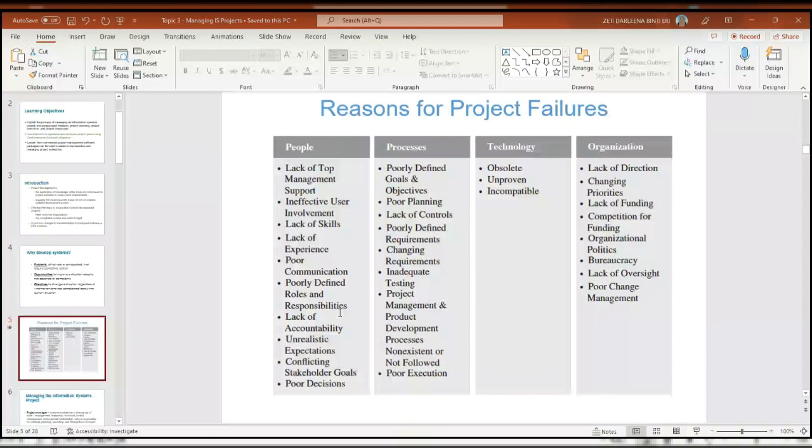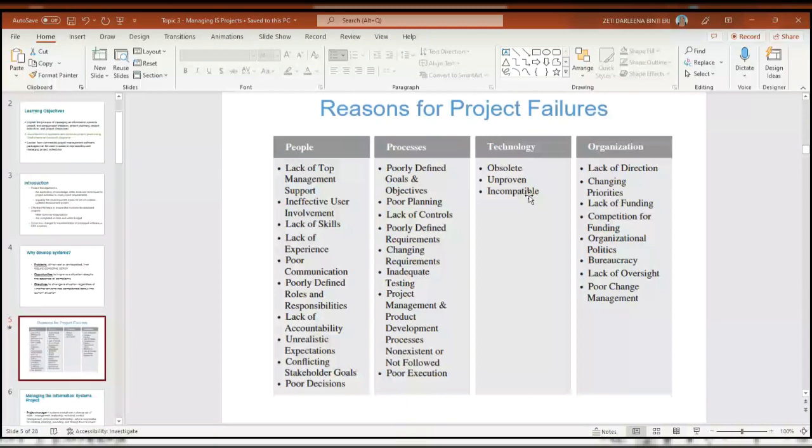Poorly defined requirements tu banyak effect juga dekat ineffective user involvement ni tadi kan. So banyaklah faktor dia. So you can tengok kat sini termasuklah poor execution. Not just poor planning, poor execution. So it's definitely contribute to project failure. Teknologi pula, kita menggunakan teknologi yang dah lapuk, obsolete, unproven, it is not being used and tested before, ataupun yang tak sesuai, incompatible. So technology wise mesti juga kena ada orang yang experience untuk melihat kesesuaiannya dengan konteks.